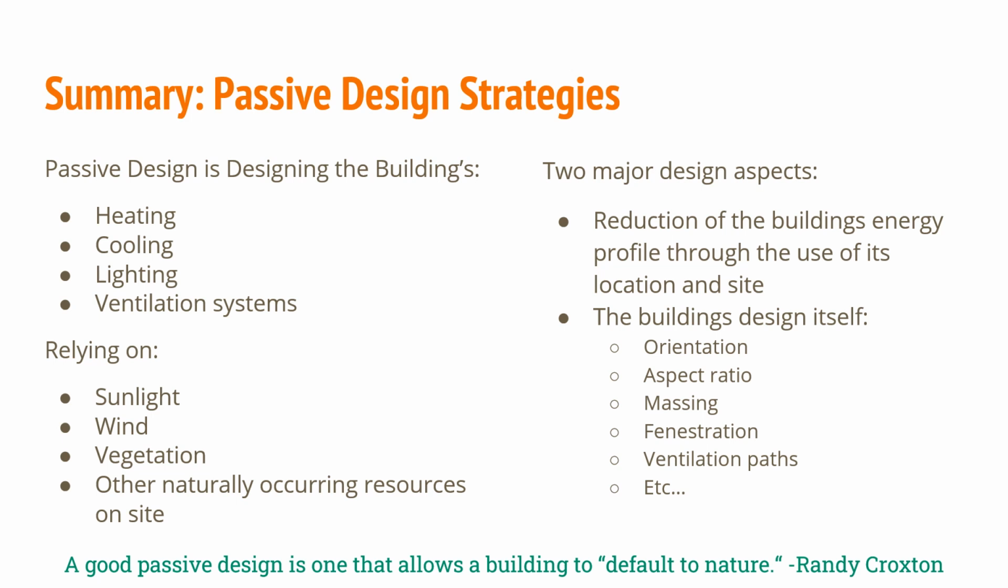Now, with this, there's two major design aspects. There's the reduction of the building's energy profile through the use of its location and site, and then there's the building design itself, the orientation, so that it is getting heated effectively by the sun when it rises and sets in both the summer and the winter, as that changes pretty drastically. We're talking the natural wind flow: if the wind is flowing against or with the building and naturally cooling it or counting against its insulation.